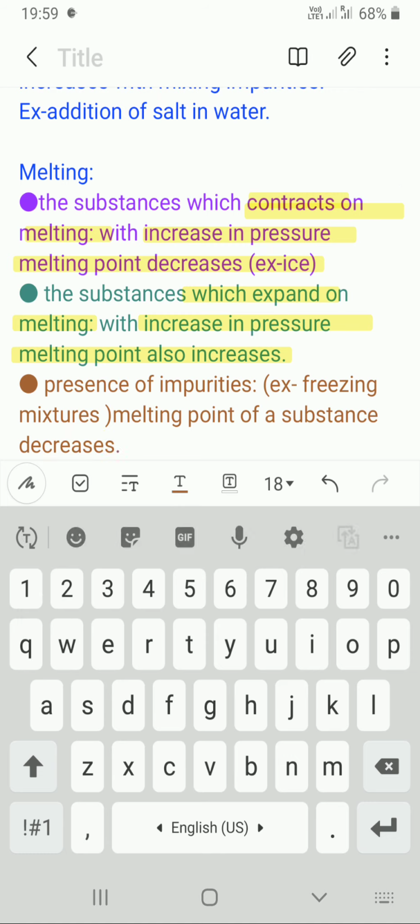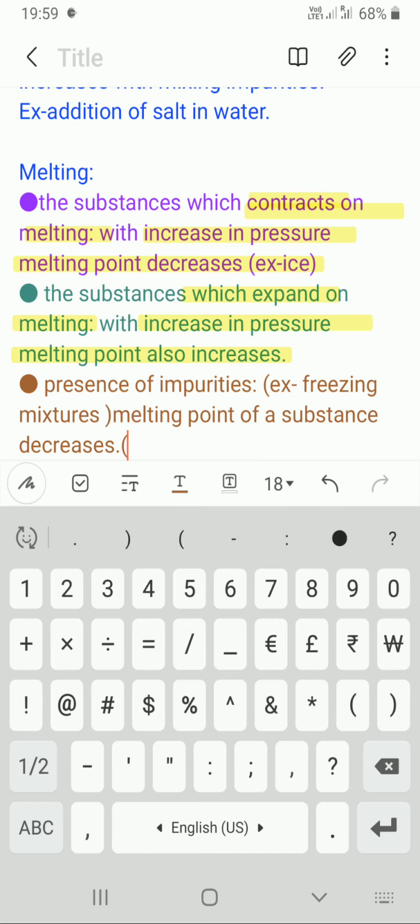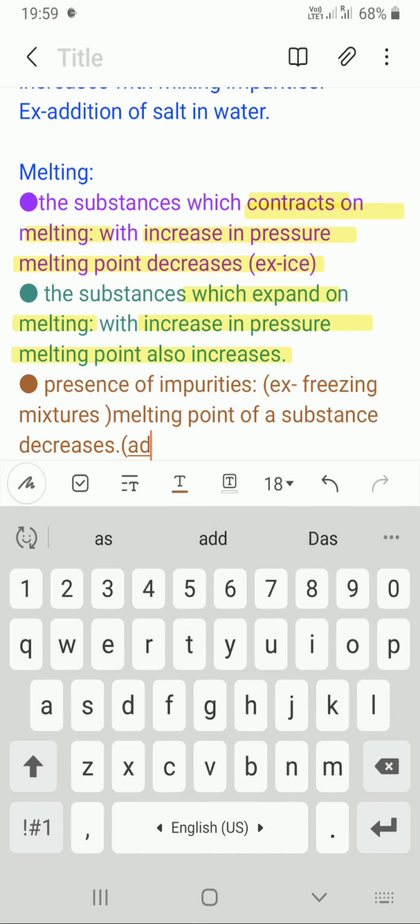So freezing mixture is a mixture of salt and ice. We mix them in a proportion, we add salt to ice, and this mixture is called freezing mixture.